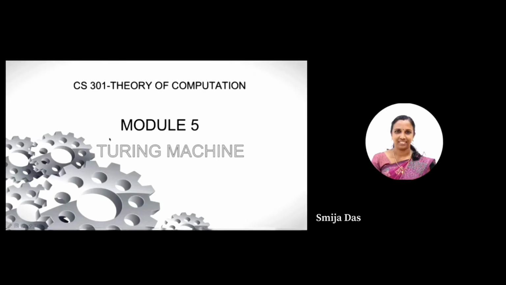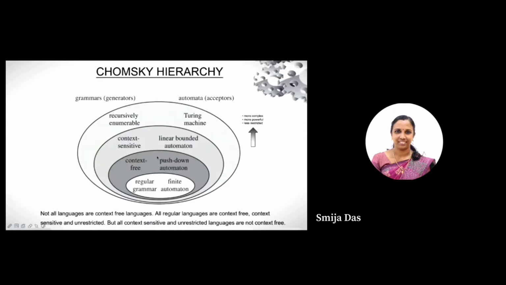Now we will discuss about Turing Machine in Module 5 of Theory of Computation. Before discussing about Turing Machine, we can see what is Chomsky Hierarchy. Chomsky Hierarchy gives the classification of formal languages into 4 types. That is Type 3, Type 2, Type 1 and Type 0.